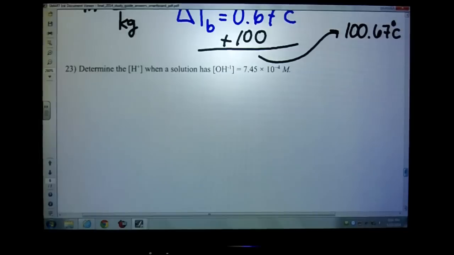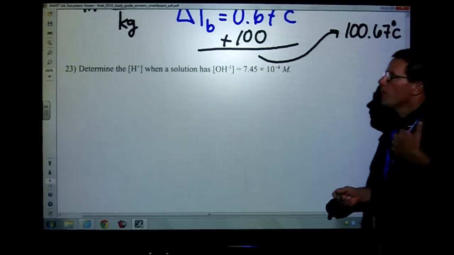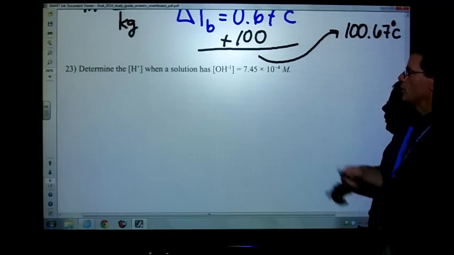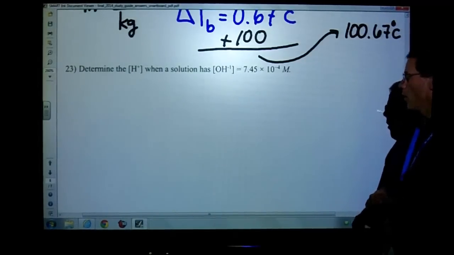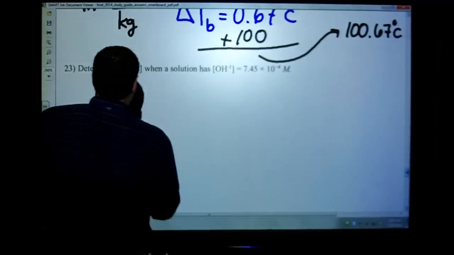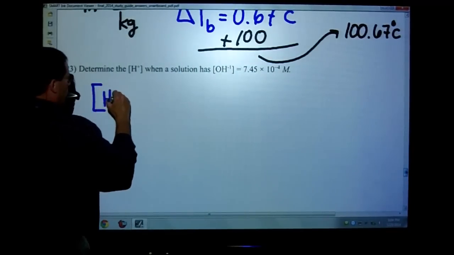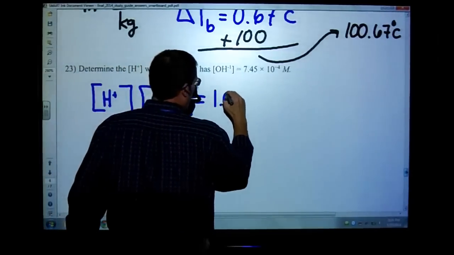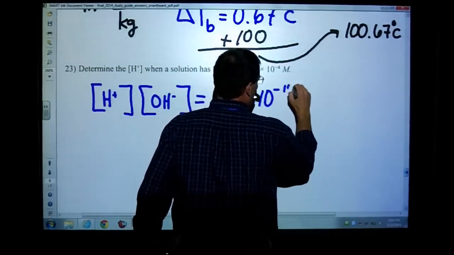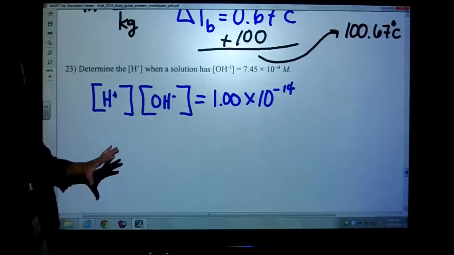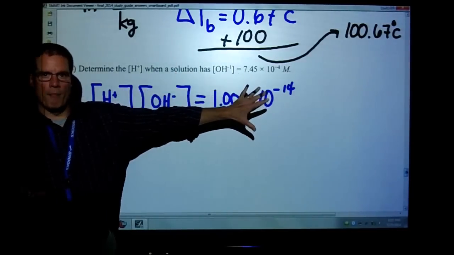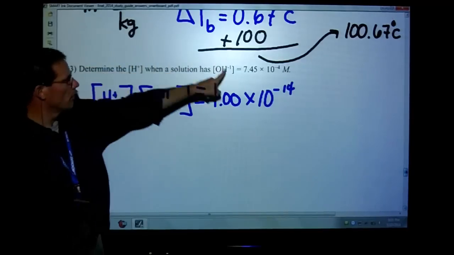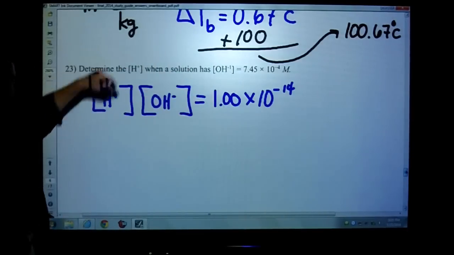Number 23. Number 23 asks, determine the hydrogen concentration when a solution has a hydroxide concentration of 7.45 times 10 to the negative 4. So recall that you will have access to this equation where we have the hydrogen times the hydroxide is equal to 1.0 times 10 to the negative 14. That is a constant. That will never change. So this times this always equals that. So you know the 1.0 times 10 to the negative 14, you know one of these. Actually, it's right there, the hydroxide. So we're solving for the hydrogen.